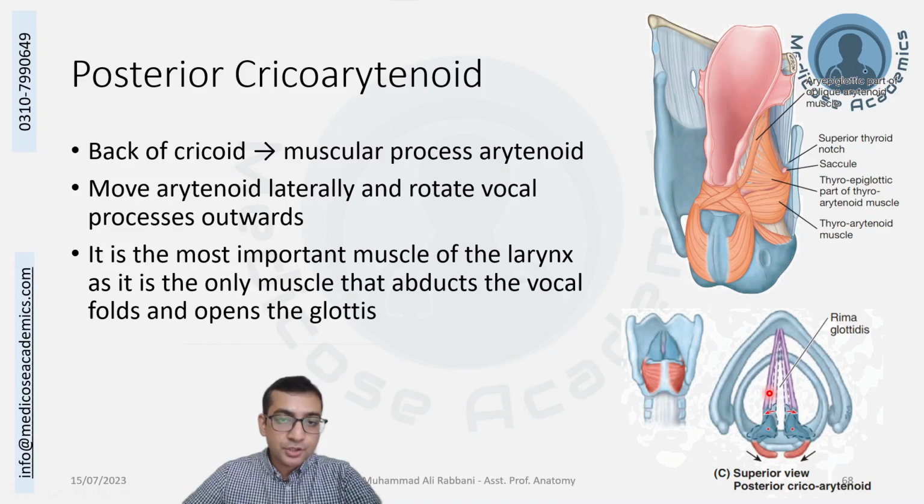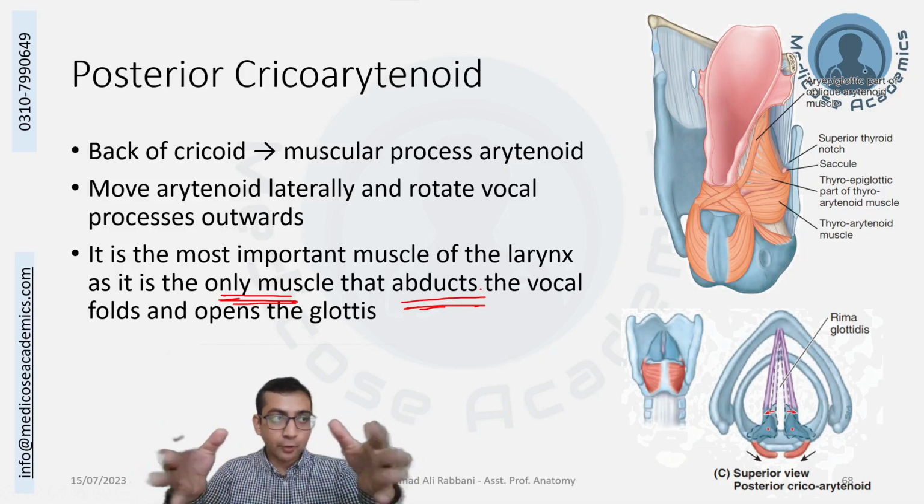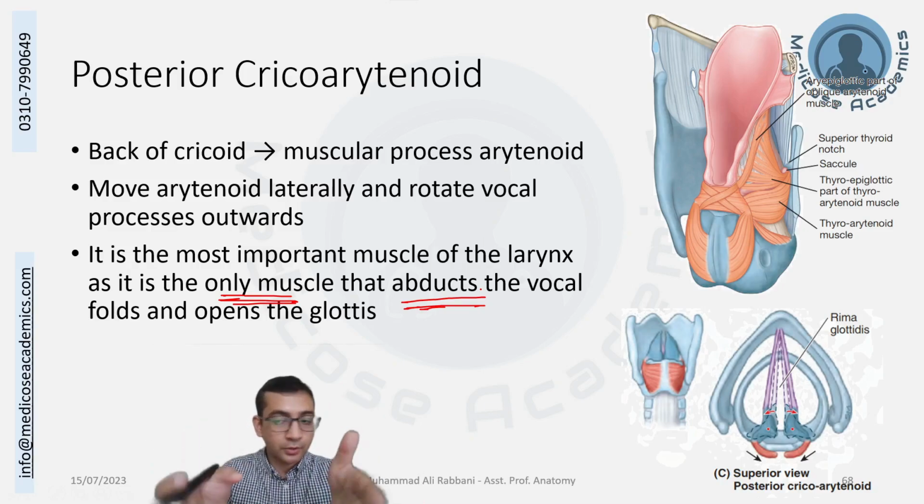So this is the posterior cricoarytenoid muscle, and this is the only muscle. That's a very important point. This is the only muscle that abducts the vocal cord. It opens up the airway, and if anything happens to this particular muscle, you are left with adducted vocal cords, and that is blockade of the pathway.